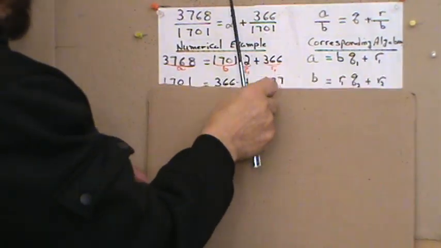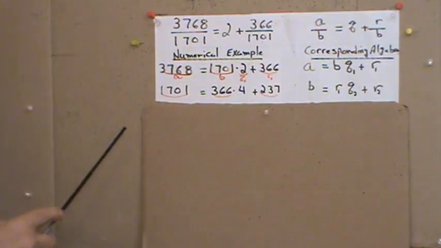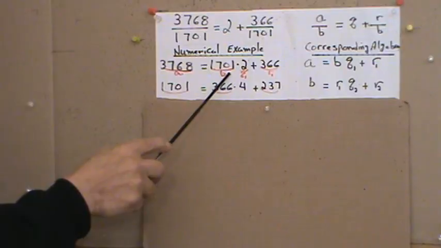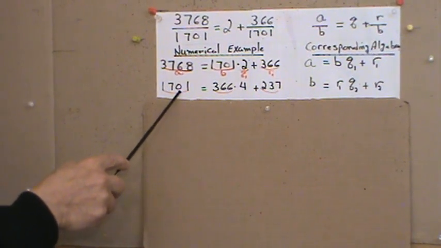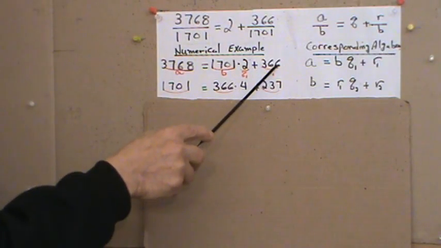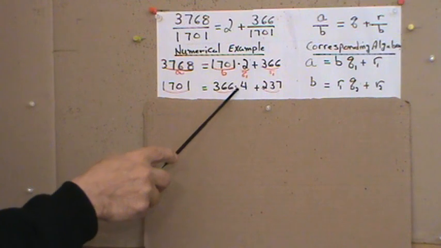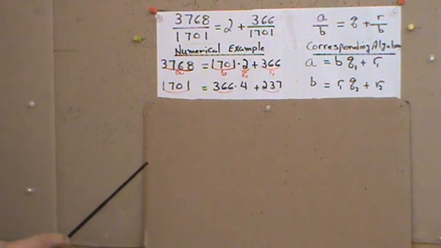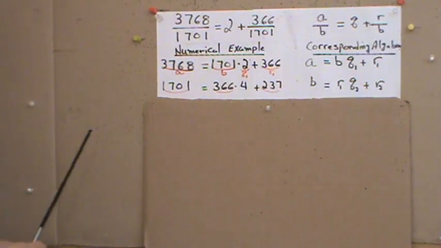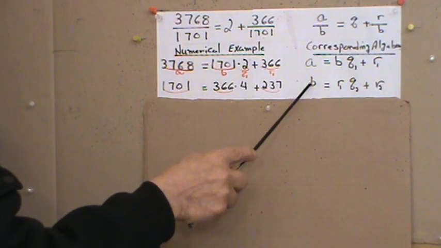So the next one will be this one, and look what happens in this one. The previous divisor becomes dividend, and the remainder becomes divisor. You see that? And then we have a new quotient and a new remainder. And that's exactly the corresponding algebra part of that, where the divisor becomes dividend.